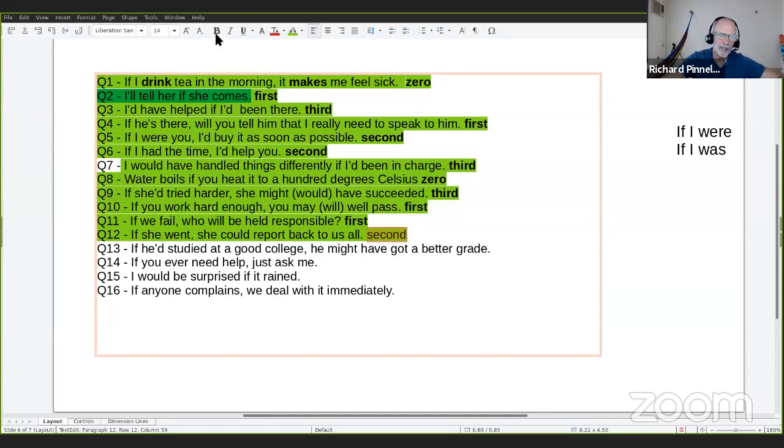It's actually the second. If he'd studied at a good college, he might have got a better grade. The second conditional. No, if he had studied, he might have got. Yeah, here the might is instead of the would again. Yes, that's just the third conditional in the past. If you ever need help, just ask me. Present, present. Zero conditional. Zero, very good, yeah.